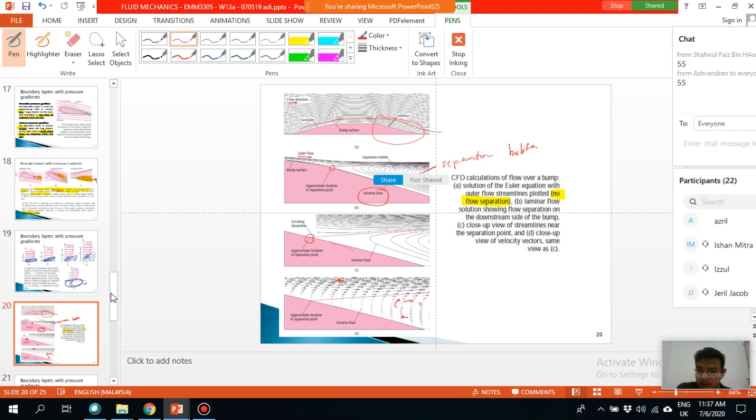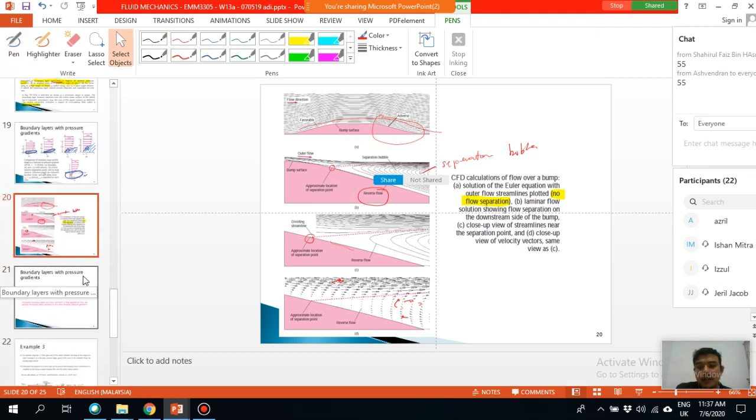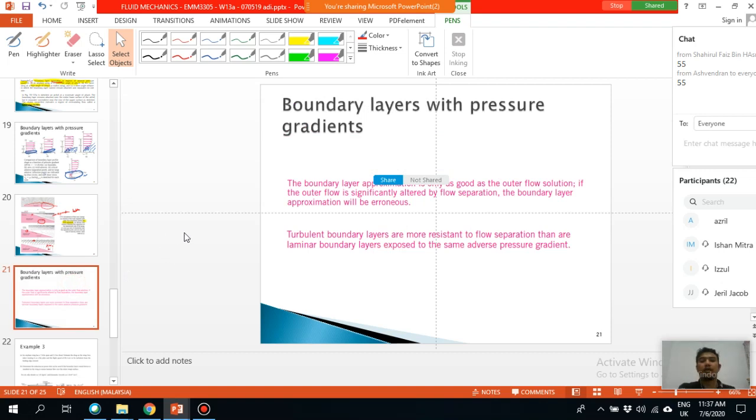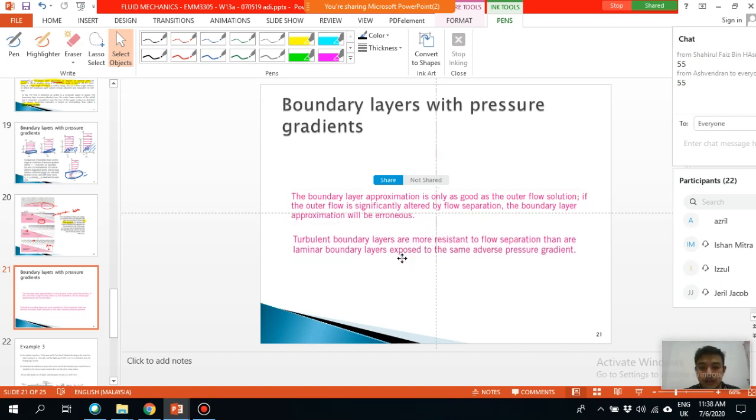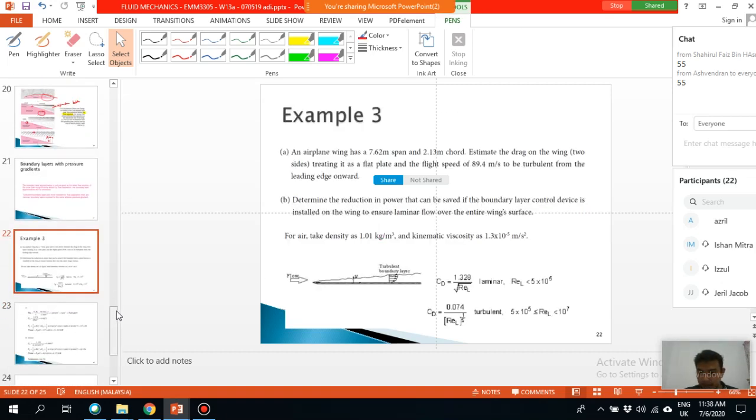Okay, you can check chapter 9; I think there is more detail on this one. This is the boundary layer approximation. The boundary layer approximation is only as good as the outer flow solution. If the outer flow is significantly altered by the flow separation, the boundary layer approximation will be erroneous. Turbulent boundary layers are more resistant to flow separation than a laminar boundary layer exposed to the same adverse gradient.